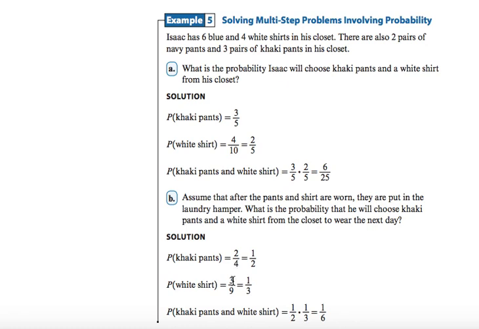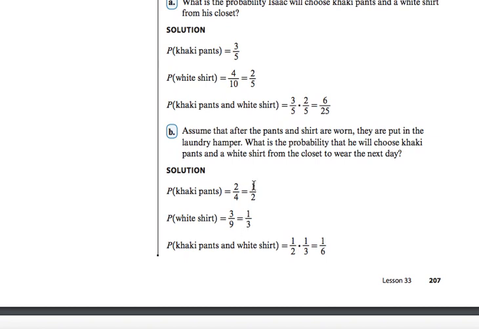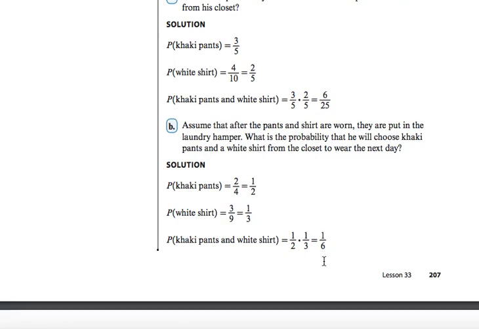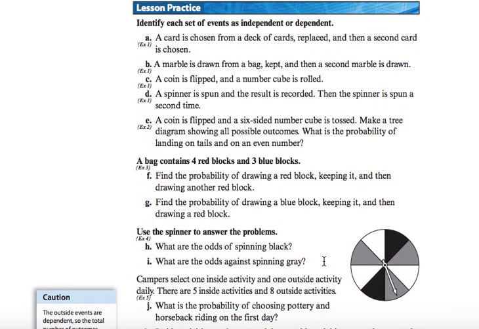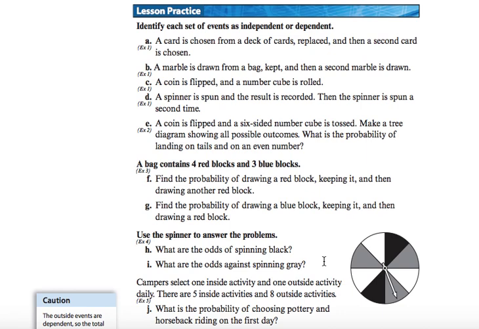And your white shirts went from 4 out of 10 to 3 out of 9, so you've got a new probability the second time. You'd multiply those two things together, 1/2 times 1/3 after you reduce those, and you'd get 1 out of 6 the second day. Let's take a look at our lesson practice so you can see some of these examples that might match up with what you have in your homework assignment.